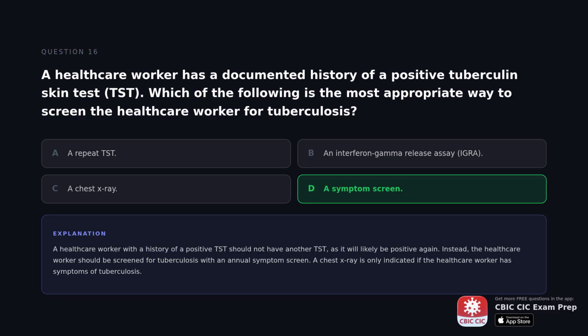The correct answer is a symptom screen. A healthcare worker with a history of a positive TST should not have another TST, as it will likely be positive again. Instead, the healthcare worker should be screened for tuberculosis with an annual symptom screen. A chest X-ray is only indicated if the healthcare worker has symptoms of tuberculosis.